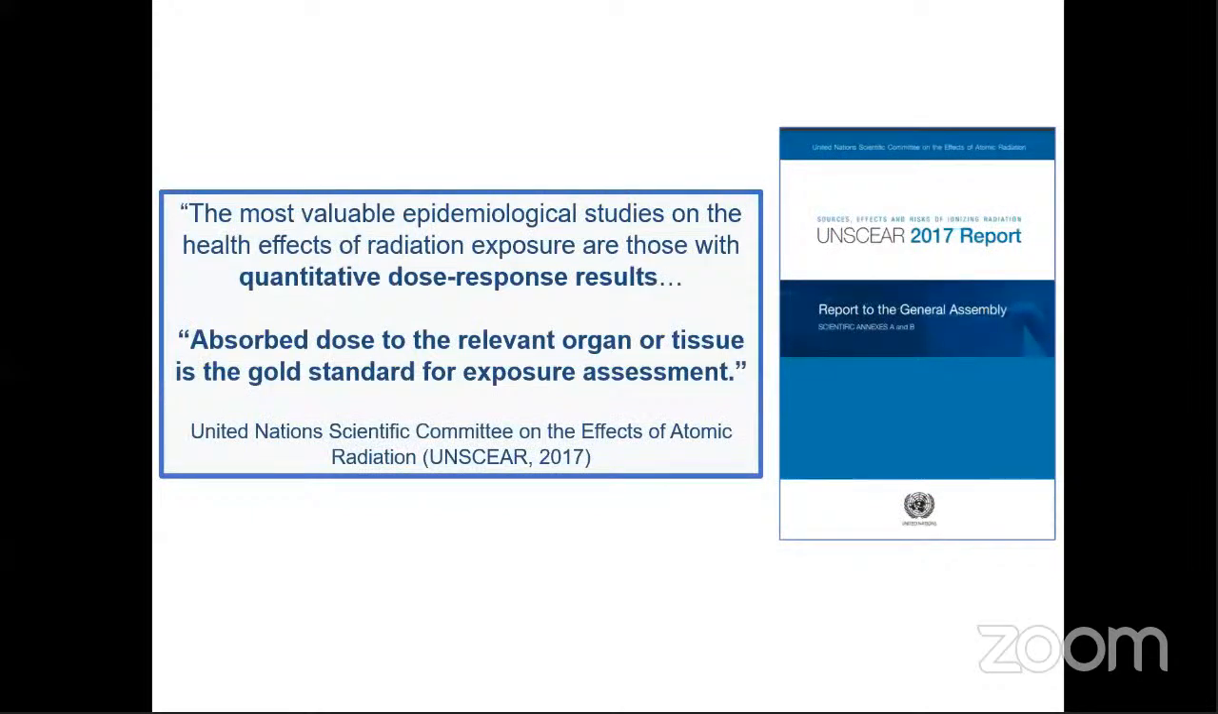So for these reasons, expert committees who review the scientific evidence on radiation and cancer consider studies evaluating dose response to be of highest priority and to yield the strongest evidence, especially when modeling estimated organ tissue doses. In other words, the exposure that's received at the organ or tissue site where the cancer might arise.